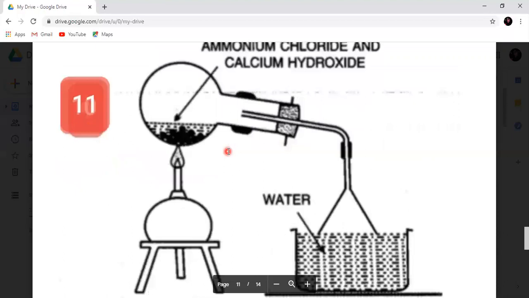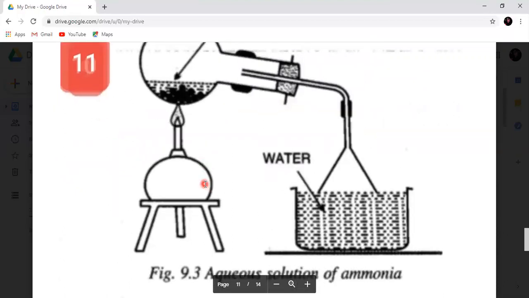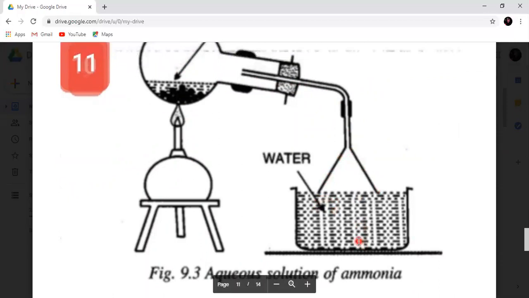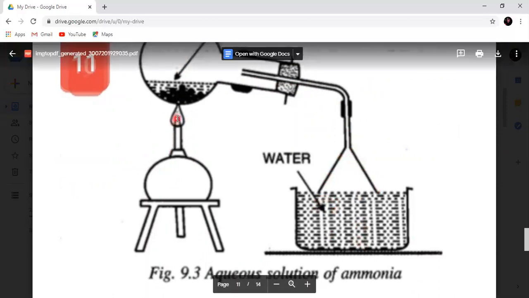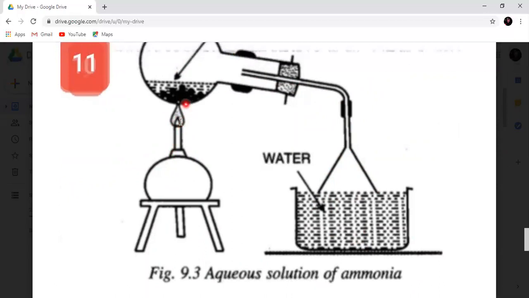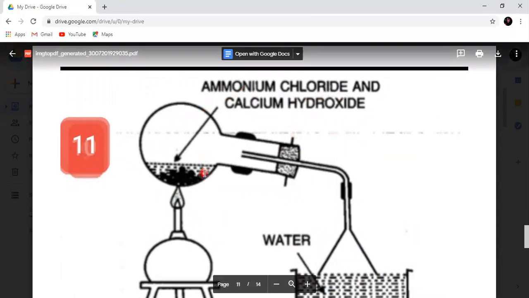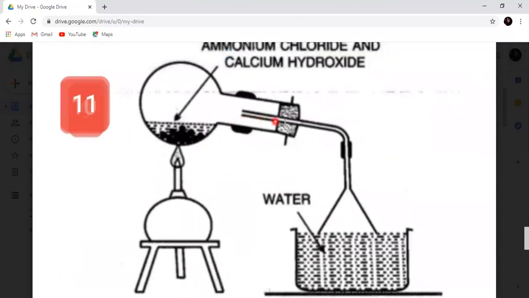That aqueous ammonia diagram setup is like this one. You can check it. What is happening here? Here again the round bottom flask is there, which is tilted, and a funnel delivery tube is attached, with a trough of water. The heating process is going on. What are the reactants here? Ammonium chloride and calcium hydroxide, the same one. The process will start, ammonia gas will form, and as you know ammonia is highly soluble in water, it will be dissolved in water.